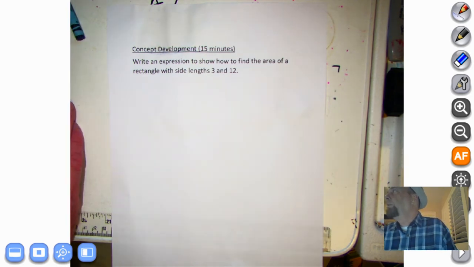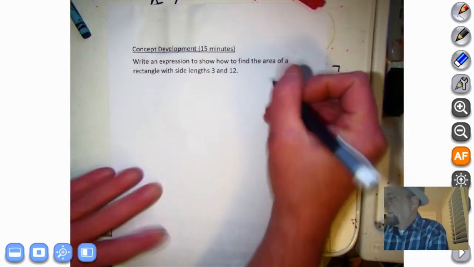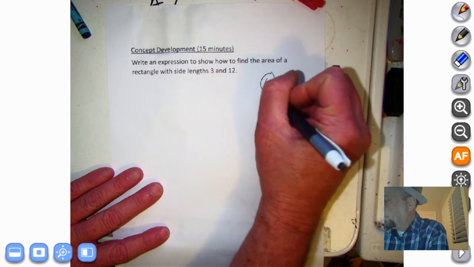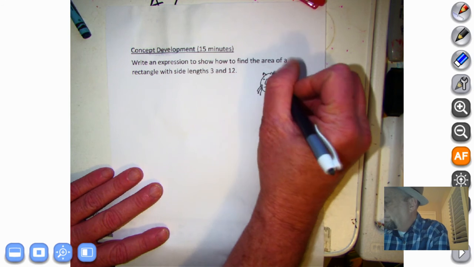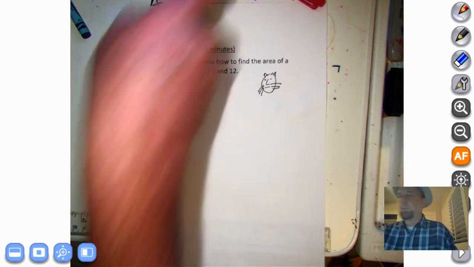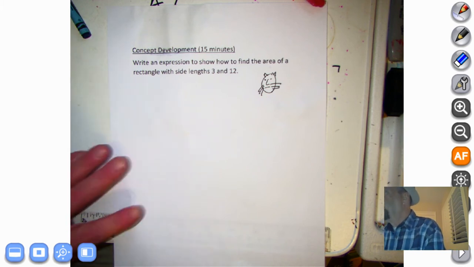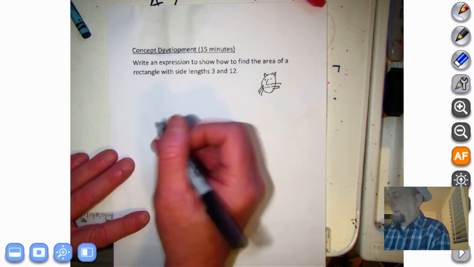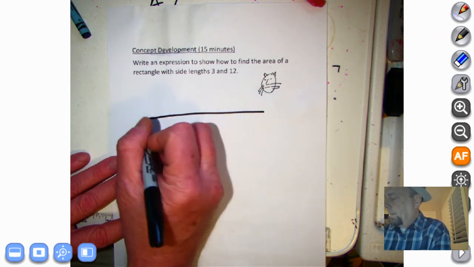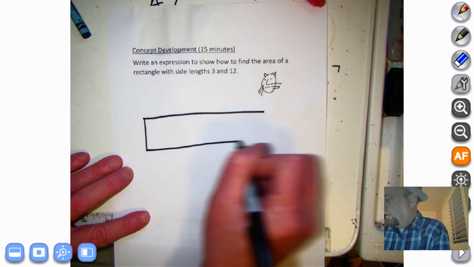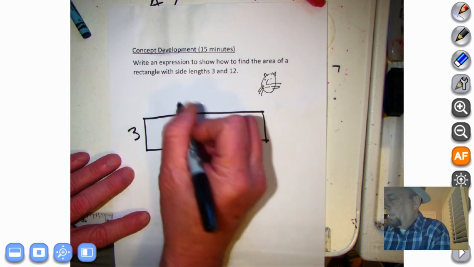So let's start off, and you are indeed copycats. I'm so sad I lost my stamp. Yeah, copycats. So use your whiteboard and marker or scratchboard and paper. And the first thing we're going to do is make a rectangle. And this rectangle is 3 units by 12.